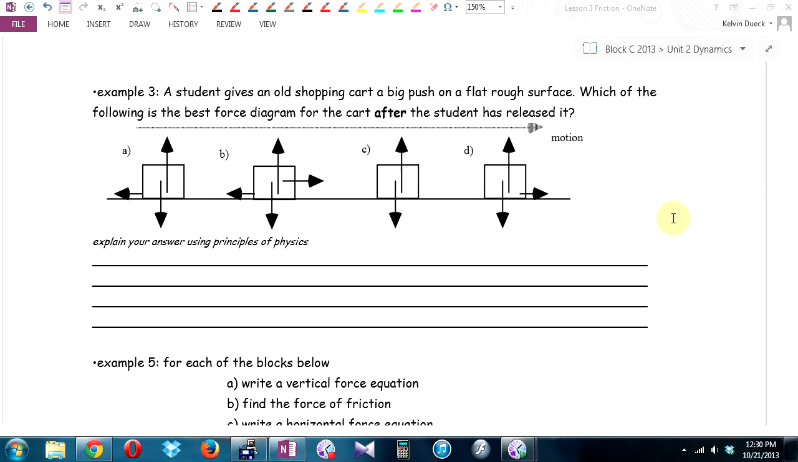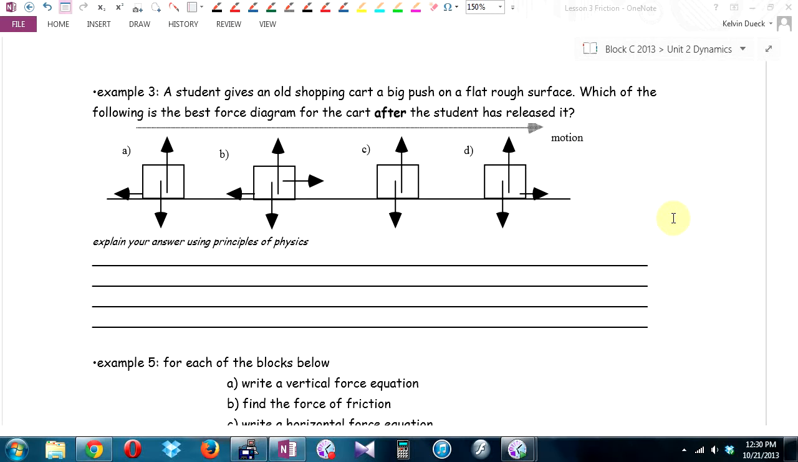A student gives an old shopping cart a big push on a flat, rough surface. What do I mean by rough surface? Include friction. Which of the following is the best force diagram for the cart after the student has released it? Once again, we're going to do our traditional voting. Once again, it's how high you hold your hand up.